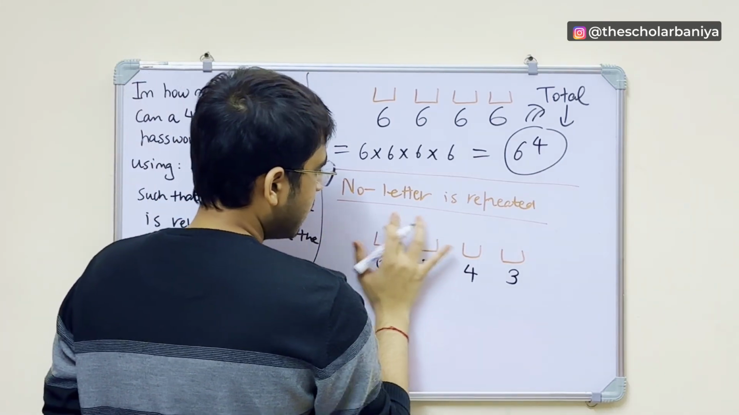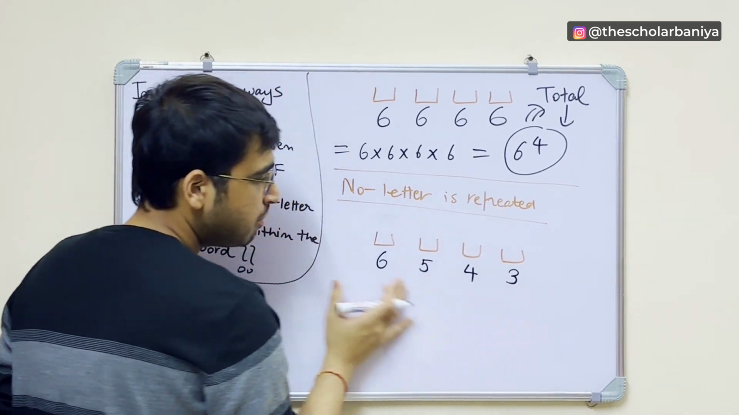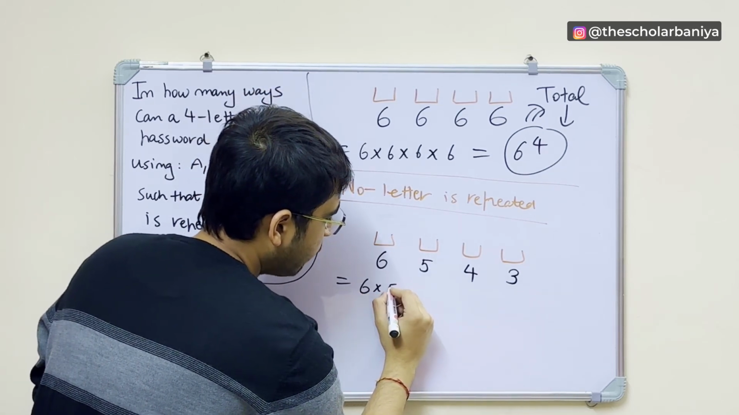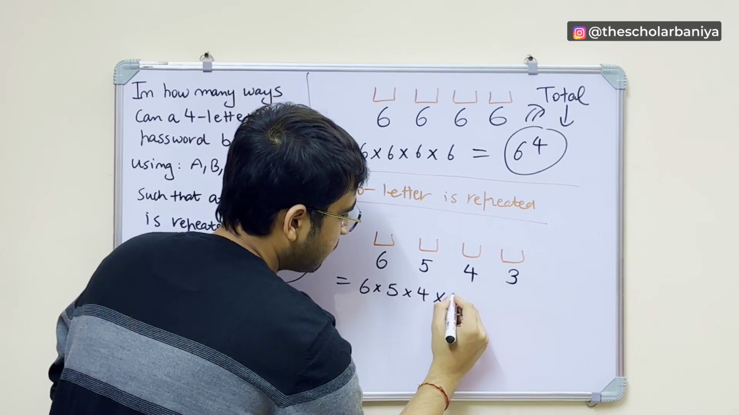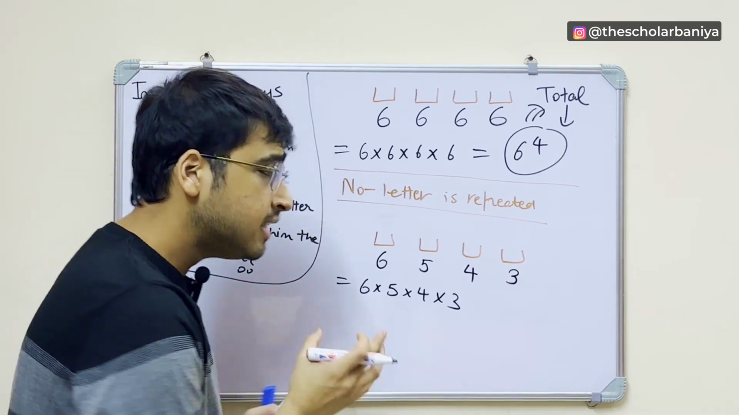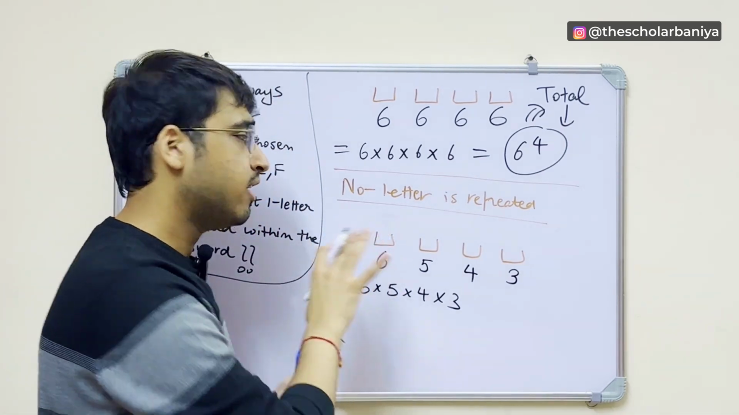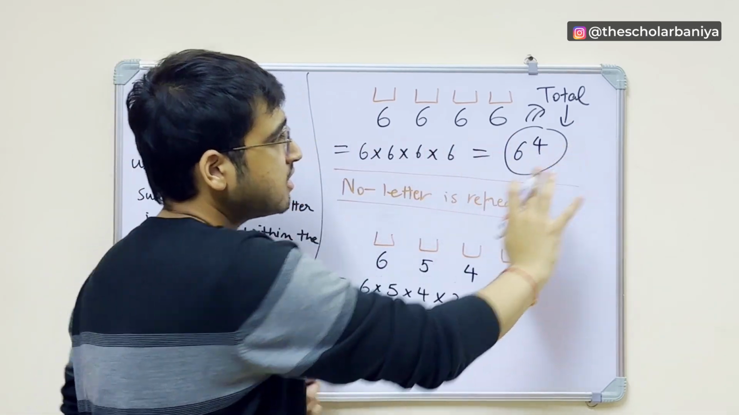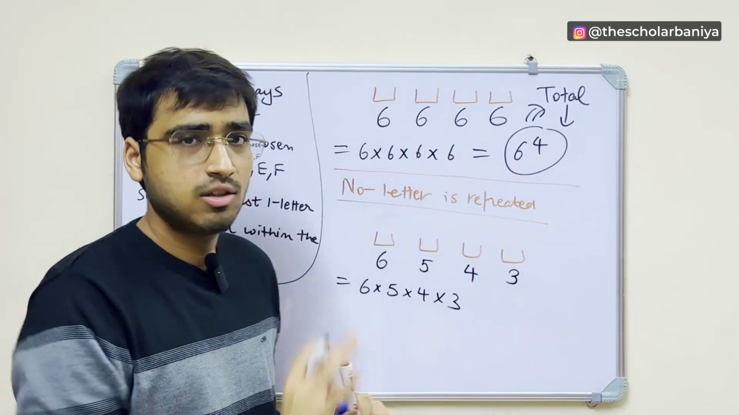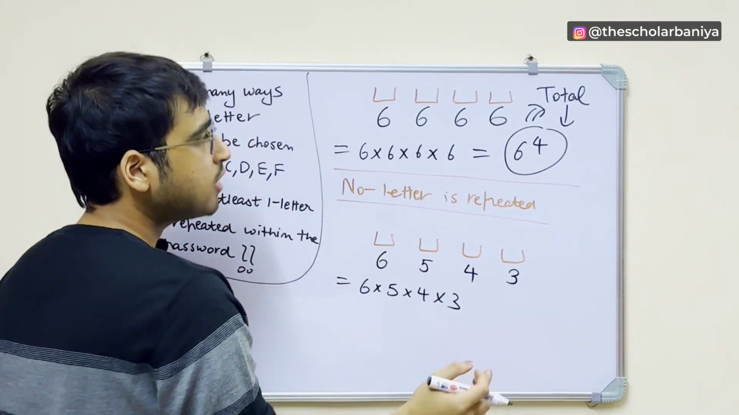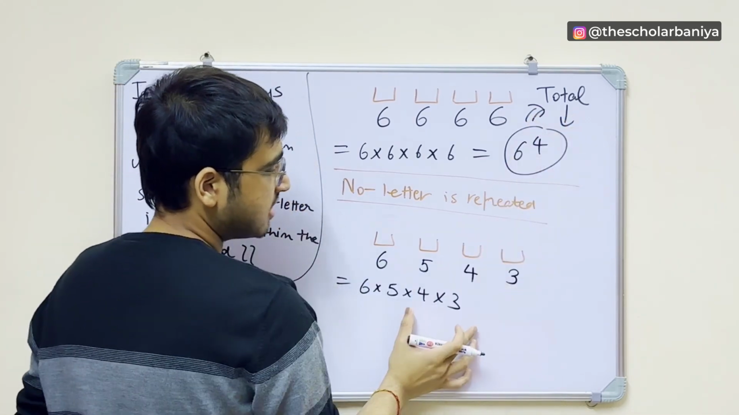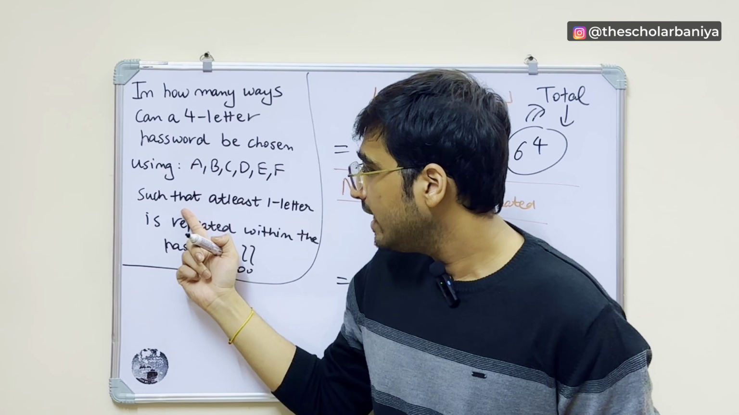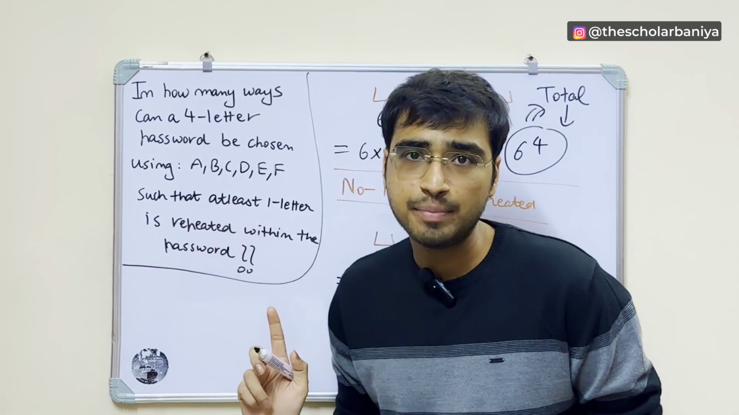Okay. So now how many total cases will be there for this part? The total cases will be 6 into 5 into 4 into 3, right? So these are the possible cases where no letter is repeated, right? And these are the possible cases for all the possible ways, the total number of ways. So now if we subtract this with this, what will we get? We will get the ways in which at least one letter is repeated.